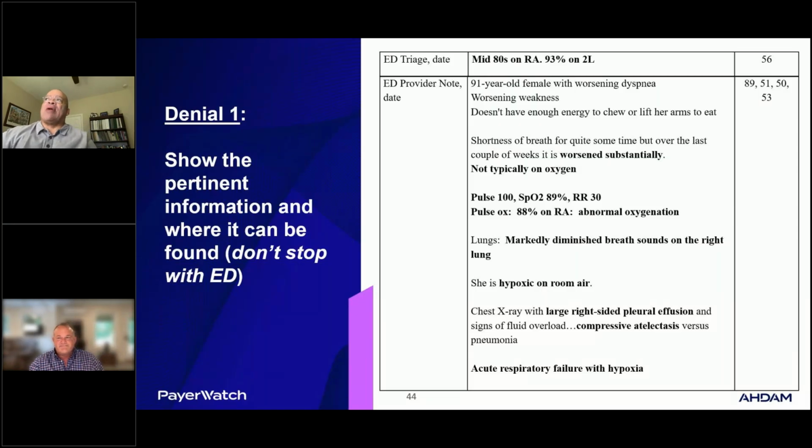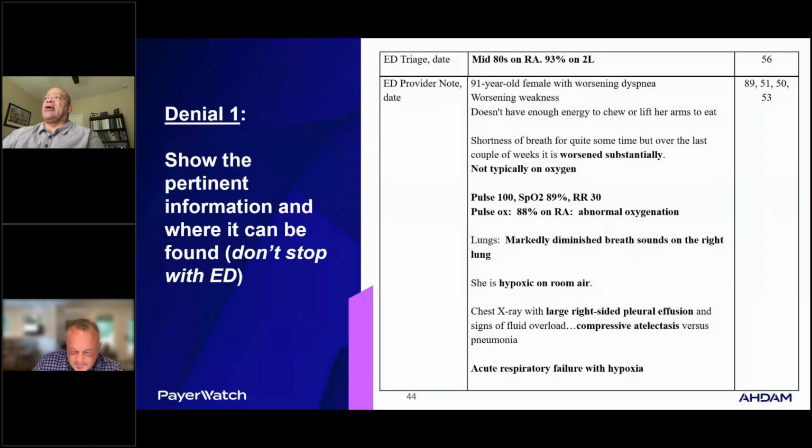Okay, so actually, I really want to go over a case with you guys that we had, and we see a lot of this acute respiratory failure with hypoxia. This is a 91-year-old female that comes in with worsening dyspnea. She's weak. She doesn't even have enough energy to chew. She's very short of breath, and she is not typically on oxygen. So she shows up in the emergency room.